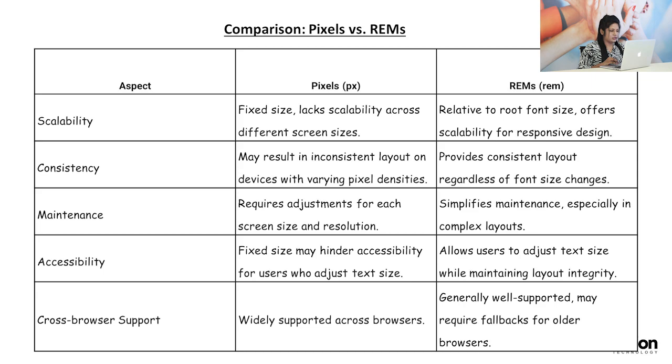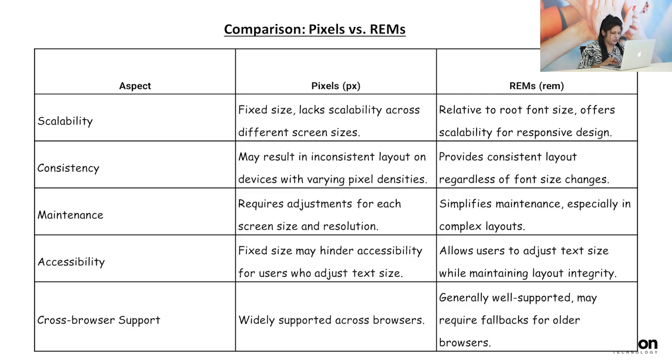Let's compare pixels and rems, the two popular CSS units for sizing elements on a website. First, let's see pixels. The scalability of the pixel: pixels have a fixed size, which means they don't scale well across different screen sizes. Consistency: they may result in inconsistent layouts on devices with different pixel densities. Maintenance: you have to adjust them for each screen size and resolution, which can be a hassle.